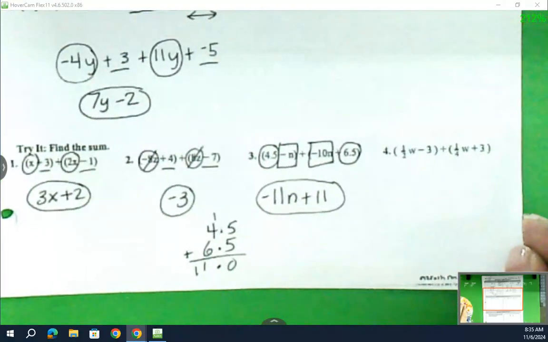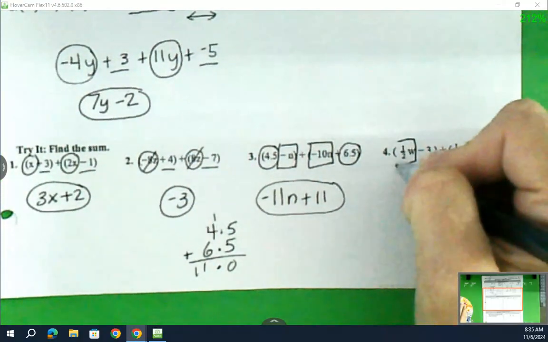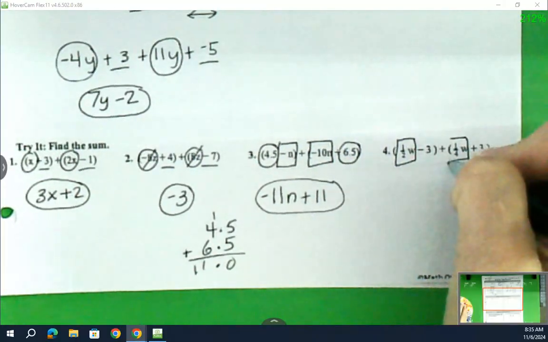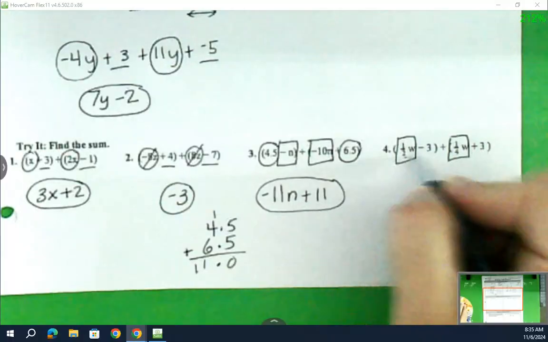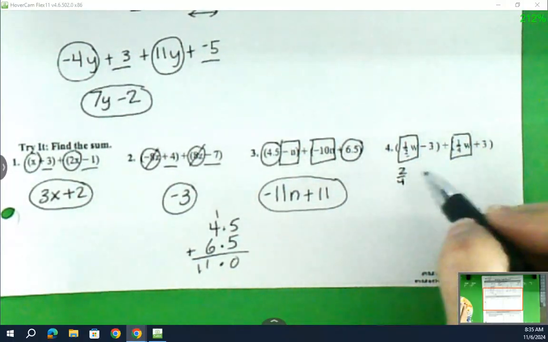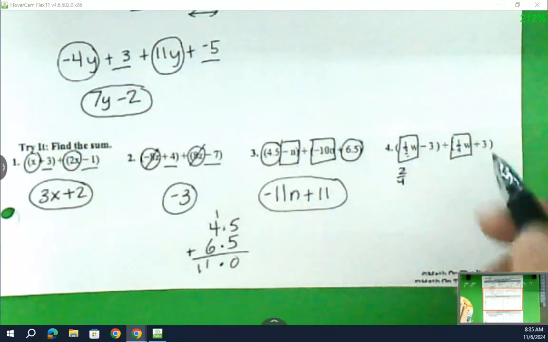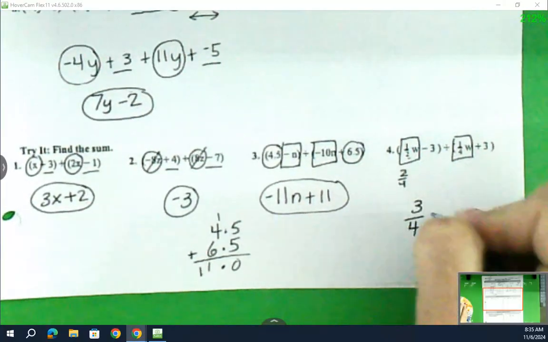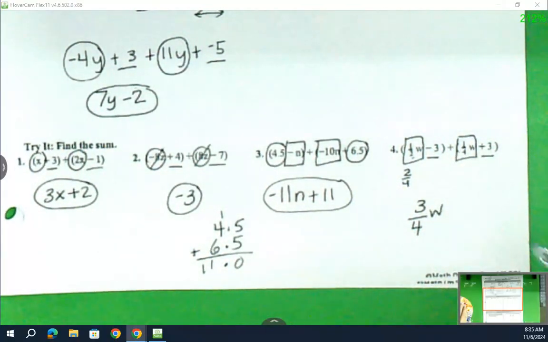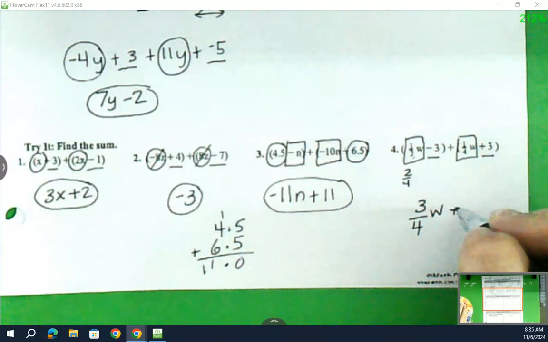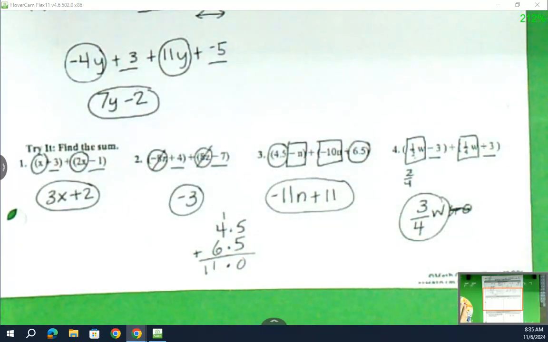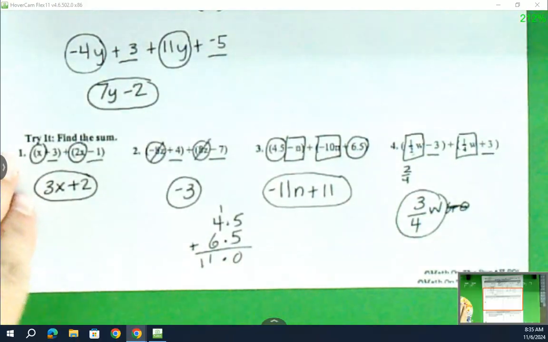Okay, number 4, we have 1/2 W plus 1/4 W. So we need a common denominator here. 1/2 is 2/4. So we have 2/4 W plus 1/4 W gives us 3/4 W. And then minus 3 plus 3 add up to 0. So you could put plus 0 here, but the more simplified answer would be to just leave it as 3/4 W. Okay, over to the other side.